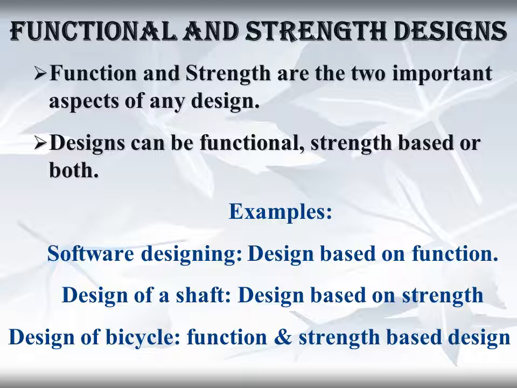Now I will explain what functional and strength designs are. Function and strength are the two important aspects of any design. Designs can be functional, strength based or both. For example, in software designing, the design is based on function. Whereas in the design of a shaft, the design is based on strength. And in the design of a bicycle, both function and strength based designs are considered. So from this you can see how these two types of designs are used.